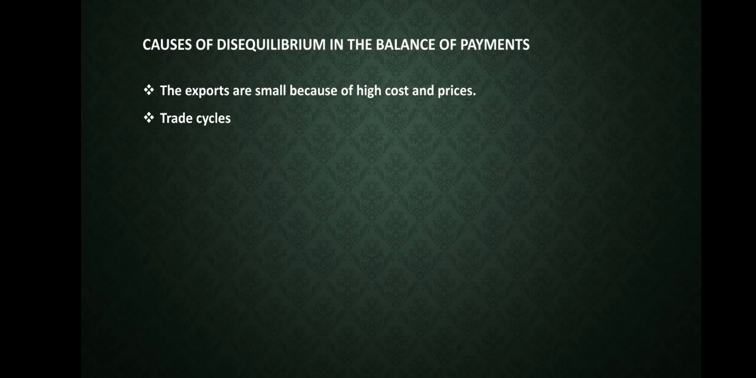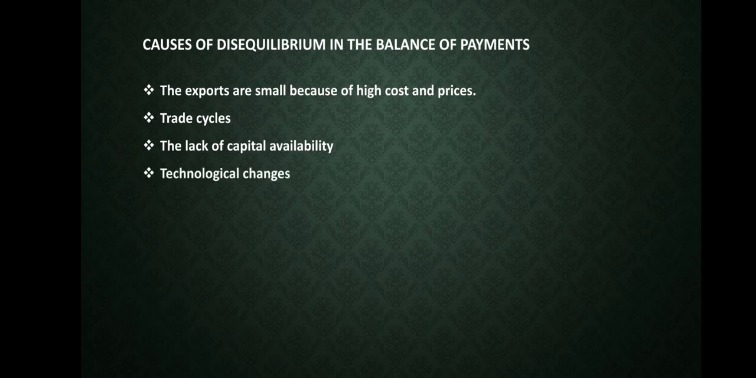Trade cycles also cause the disequilibrium. Fluctuations in the economic activity are shown as trade cycles. At the time of prosperity, the imports will increase due to the change in the income of the people. At times of depression, the exports will increase due to fall in the prices. The lack of capital available in the economy also causes disequilibrium in the balance of payments. When the domestic investment exceeds the domestic saving, imports exceed the exports. Thus, changes in the economic growth and the demand for capital cause disequilibrium.